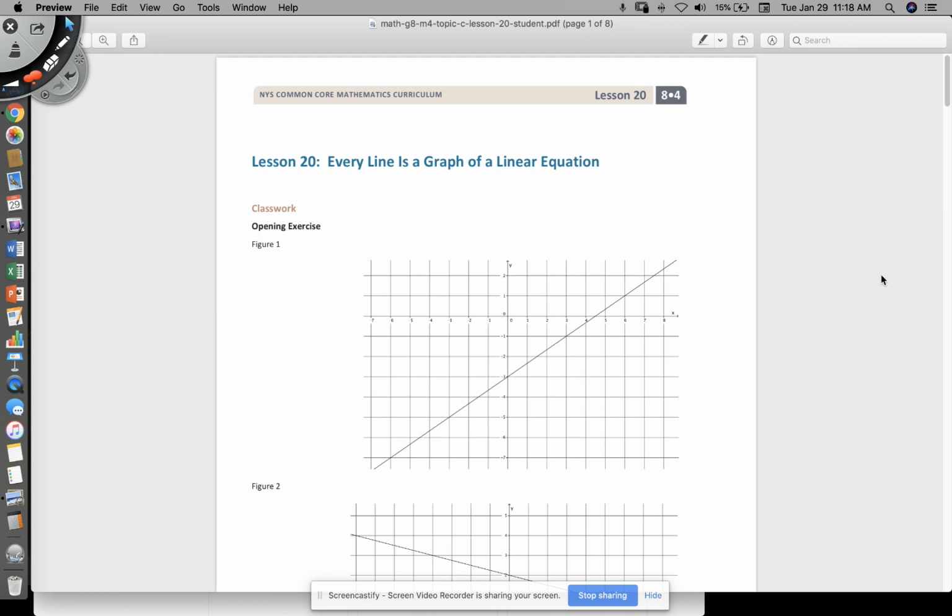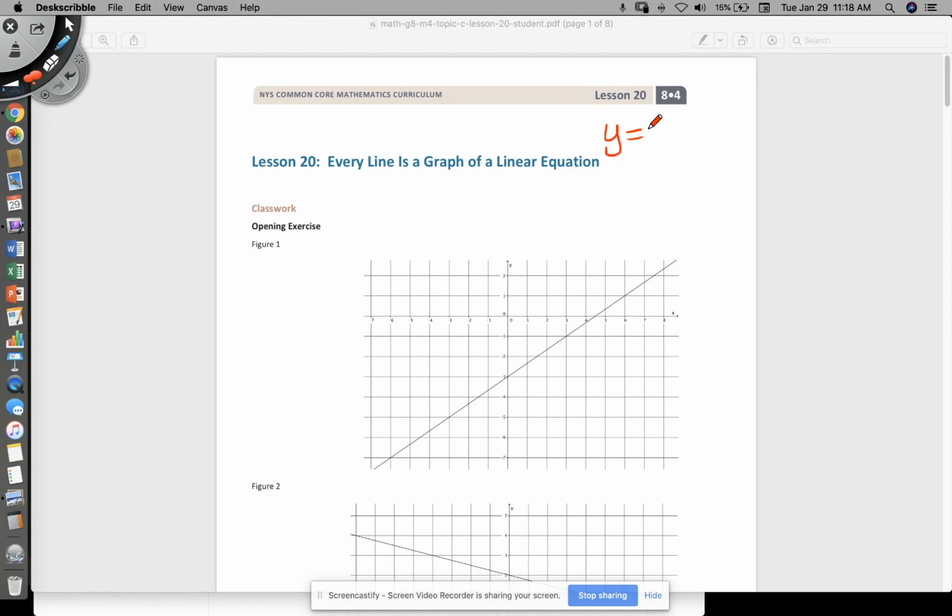All right, this is 8th grade, Module 4, Lesson 20. On every line is a graph of a linear equation. So we're going to take these lines and create our linear equations. Now we want all of these to be in the format of y equals mx plus b.